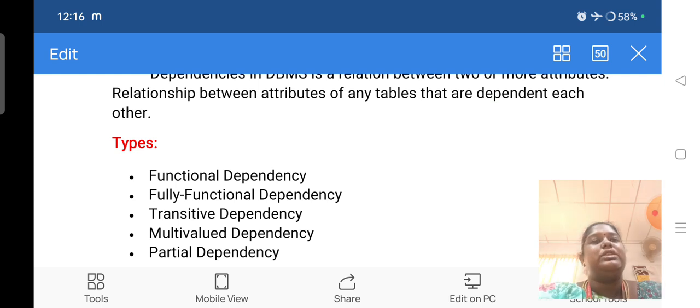Multi-value dependency means we have more than one value for one respective attribute. Partial dependency means some part will be dependent between the tables. That is a partial dependency.